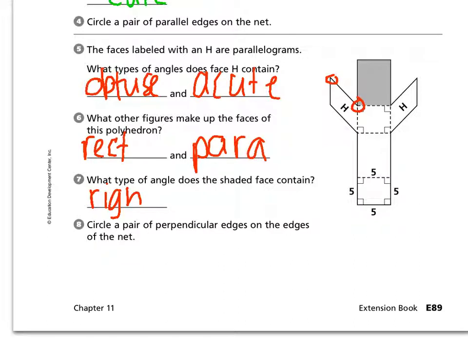Circle a pair of perpendicular edges on the net. You know that perpendicular is when they cross at a right angle, and you can see that they would cross right here in order to form perpendicular edges.